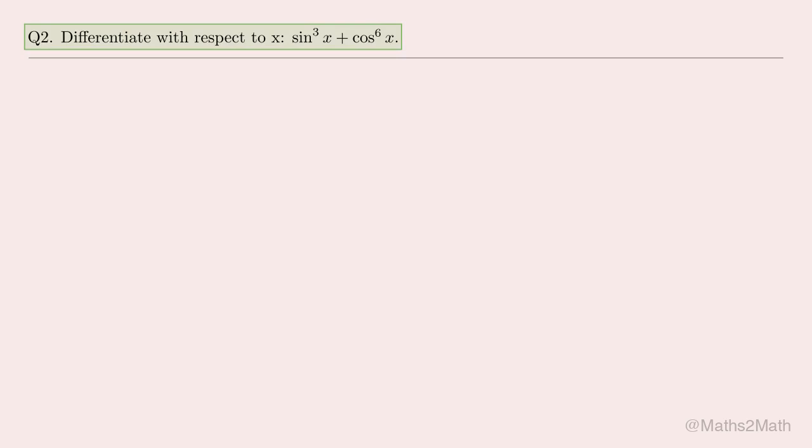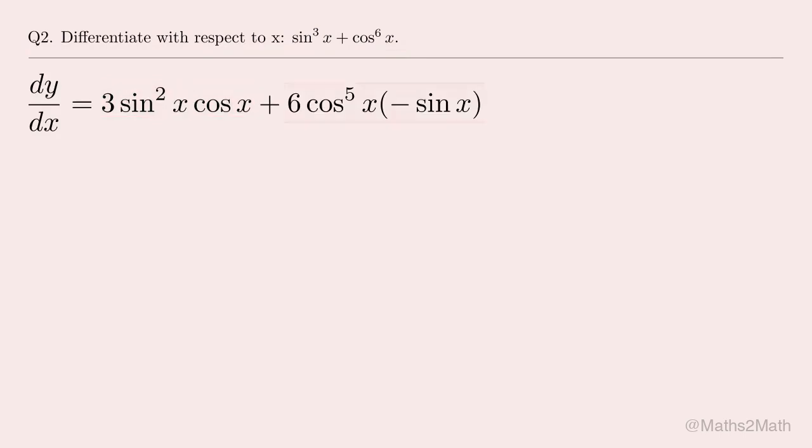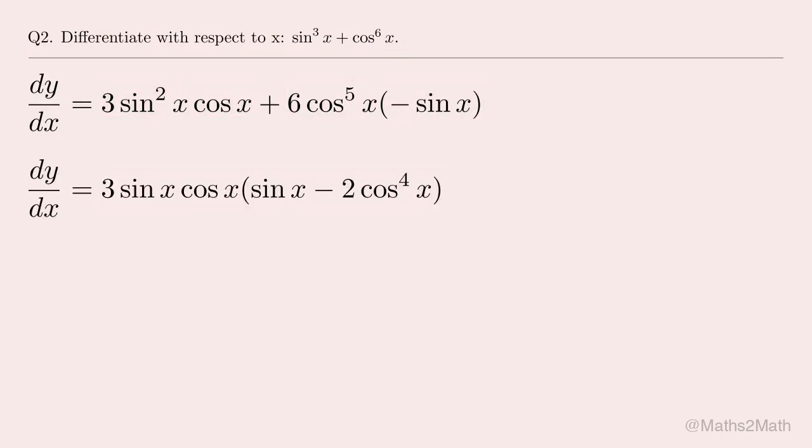Question 2. A cube of sine plus a 6th power of cosine. Each term is a power of a trig function. 2 chain rules. Power rule, then inner derivative on each term. Factor 3 sine x cosine x.